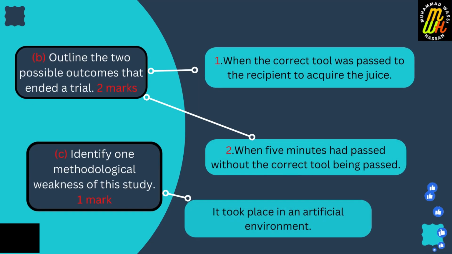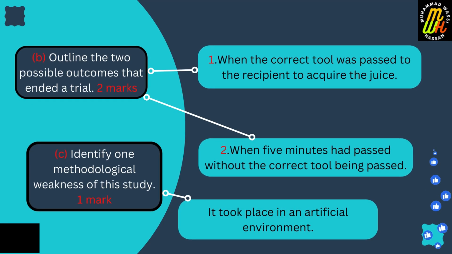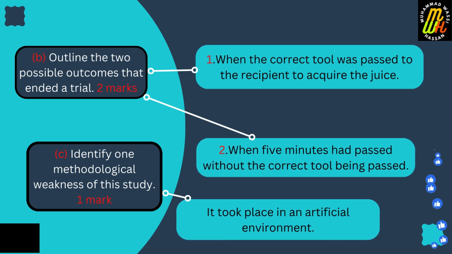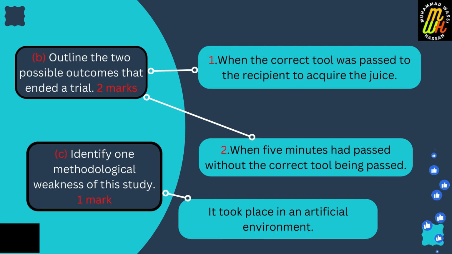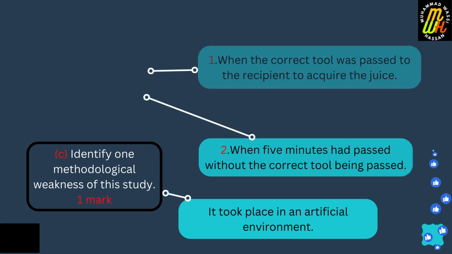B part. Outline the 2 possible outcomes that ended a trial. 2 marks. 1. When the correct tool was passed to the recipient to acquire the juice. 2. When 5 minutes had passed without the correct tool being passed. C part. Identify one methodological weakness of this study. 1 mark. It took place in an artificial environment.